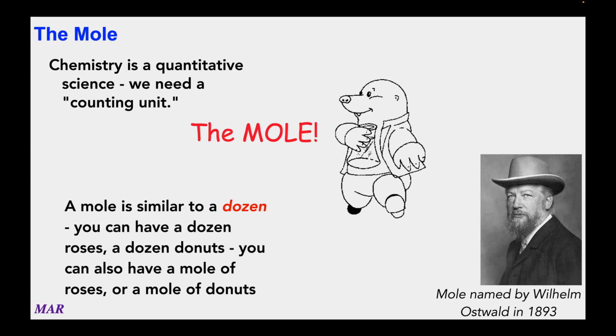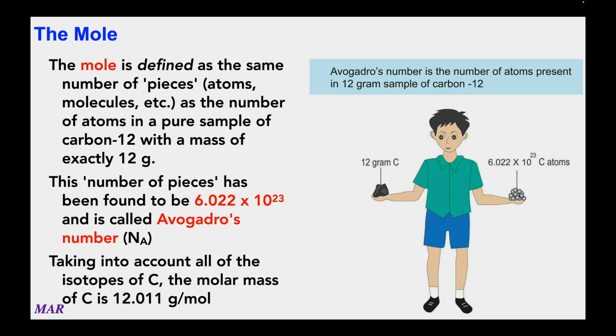The mole was first proposed by this guy, Ostwald, in 1893, and it's been very useful, honestly, for chemists since it was first discovered and proposed. Like I said, a dozen is about 12. A mole is equal to 6.022 times 10 to the 23rd.